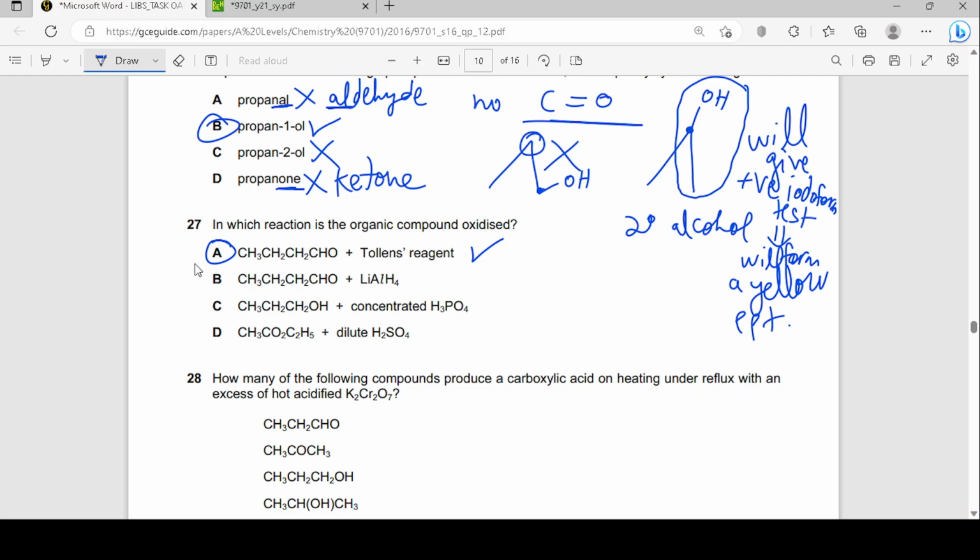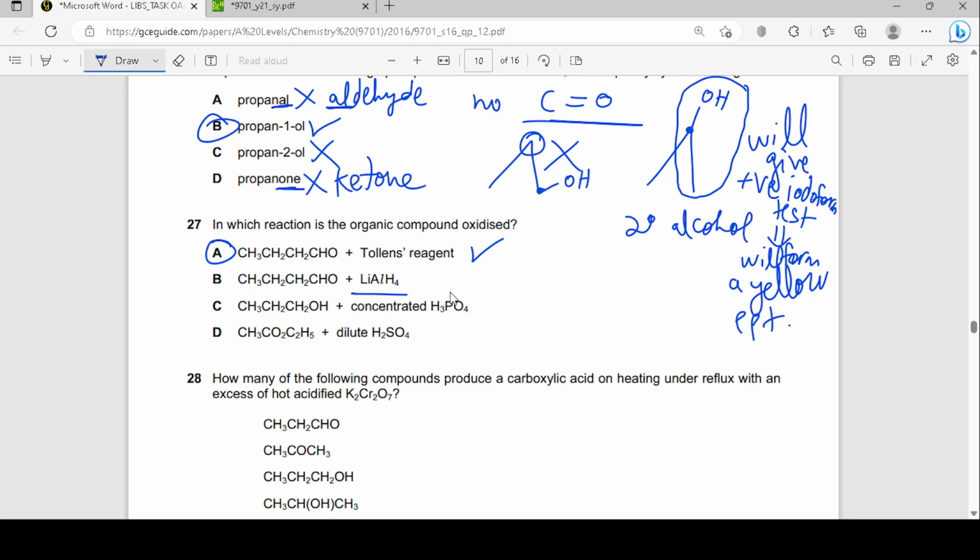So you do it with ammoniacal silver nitrate, AgNO3. That's what Tollens' reagent is. There you have Ag+, but then Ag+ gets reduced to Ag, which is solid. So you get a silver deposit, and that's why it's called the silver mirror test. And in turn, it oxidizes the aldehyde into a carboxylic acid, so it becomes CH3CH2CH2CO2H.